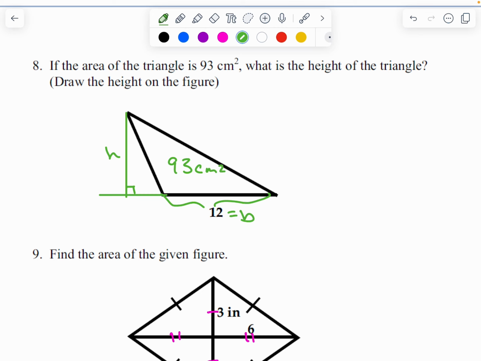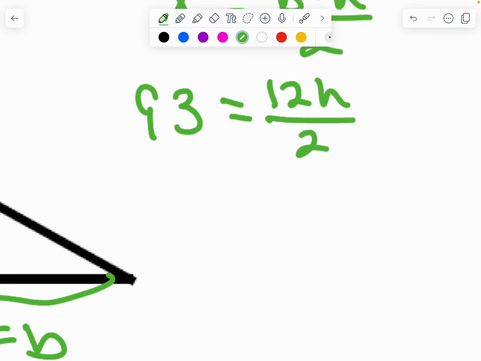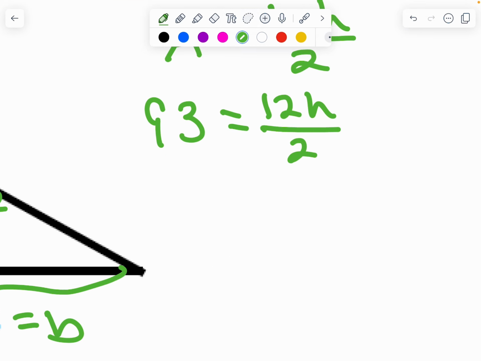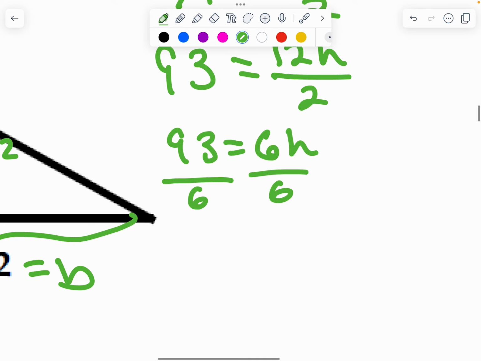Well, let's go ahead and use our equation. If the area of a triangle is base times height divided by 2, then I just have to plug in my knowns. My known here is my area, my known here is my base, and everything else goes in. Again, there are 2 ways you can solve for this. You can either multiply by 2, or in my case, I'm just going to divide 12h by 2. If I had 12 h's and divided them by 2, I would have 6 h's. And now we can just divide by 6.